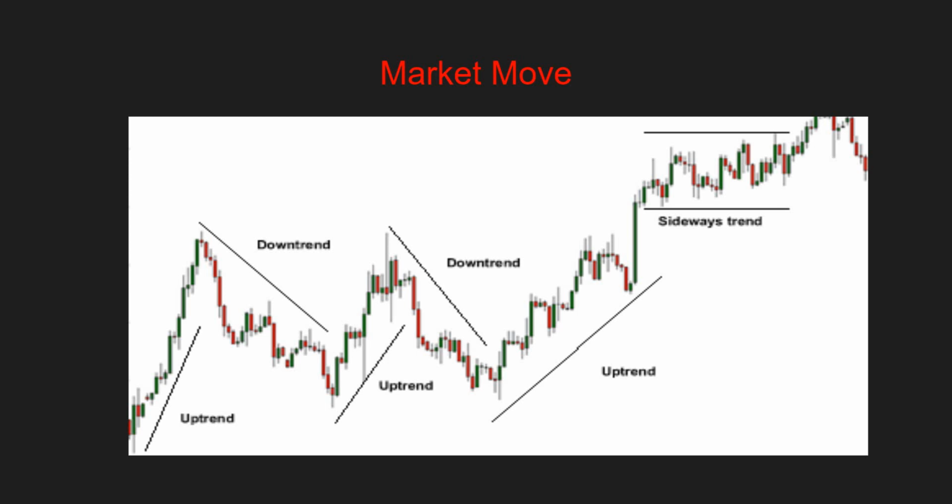Market moves. The market can move in 3 different ways. We've got the uptrend in here. The market can only go up or down or sideways, right? That's the only way the market can move. There are uptrends, downtrends, and sideways trends.